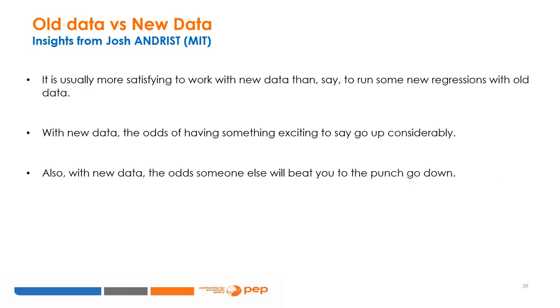In answering a research question using an empirical method, data selection is an important issue to address. Here's how Josh Angrist, a professor at MIT, puts it. Using a new data set should be preferred to rerun an old data set. This view, however, tends to put a premium on data collection, something that may not be affordable to some researchers.